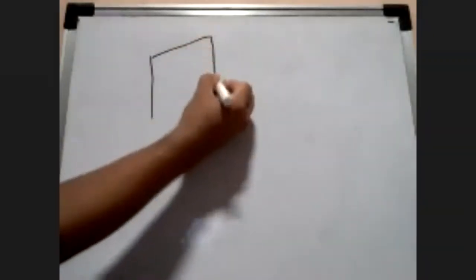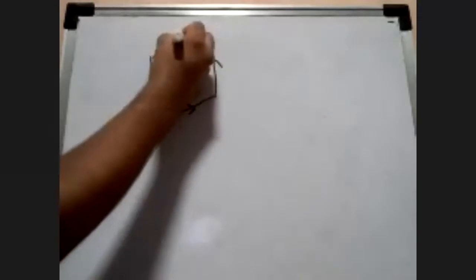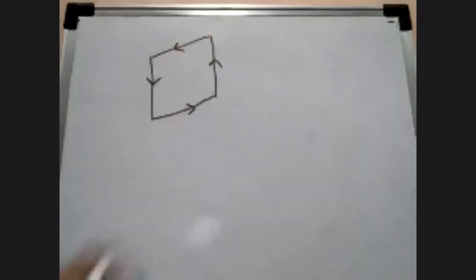That is the question. So let's say that there is a loop, students. It's all very easy. And again, I'm taking the direction of the current to be anti-clockwise. In that case, if this is I, where is the area vector? The area vector comes outside the board.